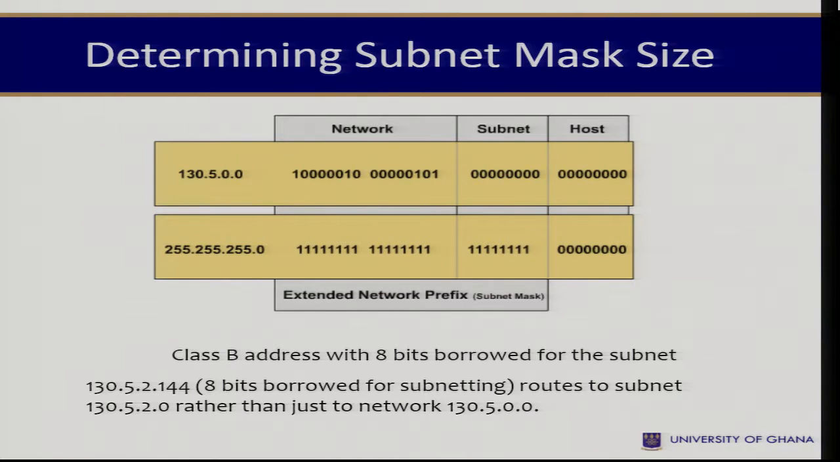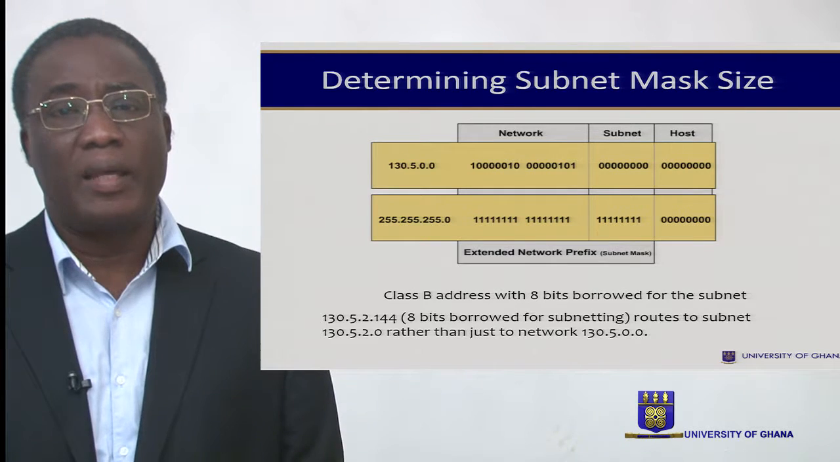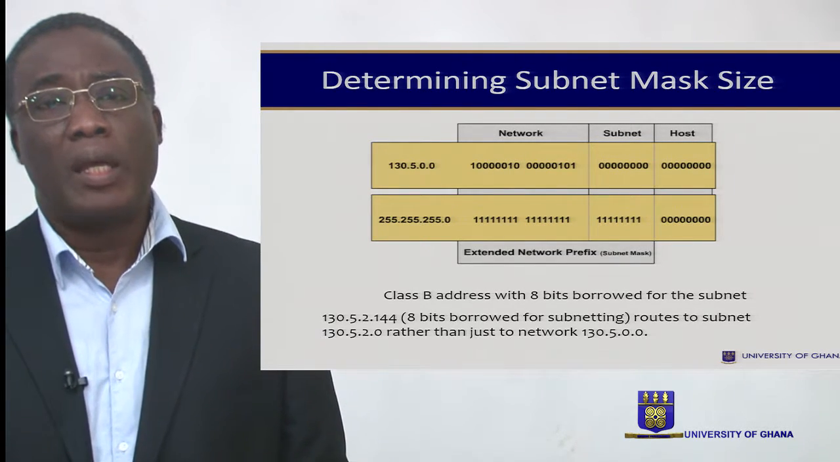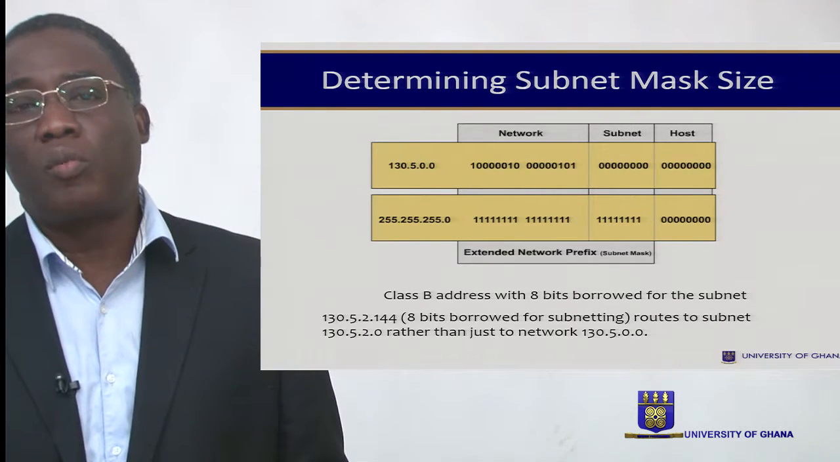How do you determine the subnet mask size? For class B addresses with 8 bits borrowed for the subnet, this is how it will look. Now, the way you determine how many to borrow will depend on the type of network you want to build. So you get this from the design. For example, you're designing for someone, and you know that on this subnet, you need 20 computers.